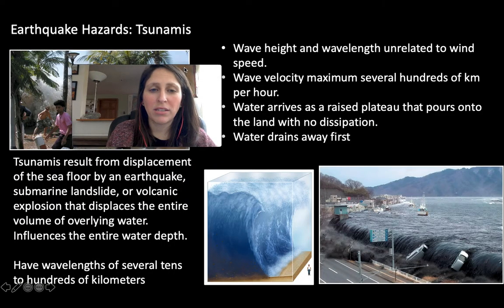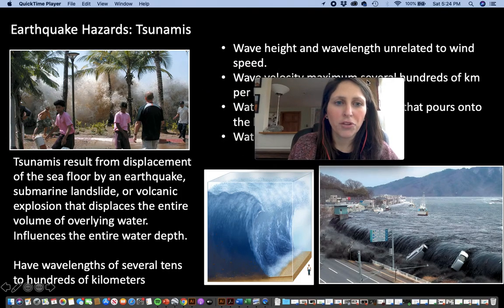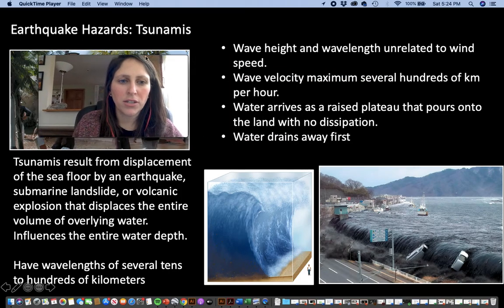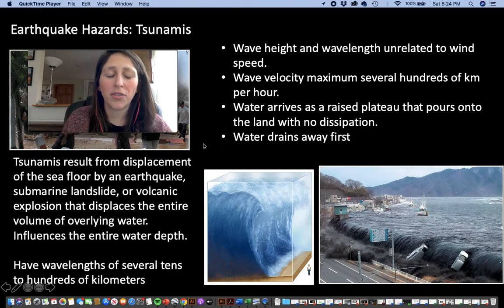Tsunamis. Okay, there's a picture of a tsunami. I think that was in Indonesia. This is another really common earthquake hazard, but one thing I want to stress is that tsunamis are only really going to happen at one type of plate boundary, and that's our convergent plate boundary. Tsunamis are a result of a displacement, usually in the seafloor, by an earthquake. Tsunamis can also happen in volcanic explosions. I'll talk about that more in the next couple of lectures.